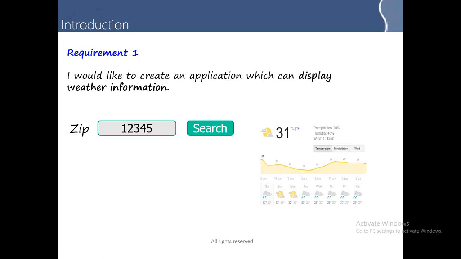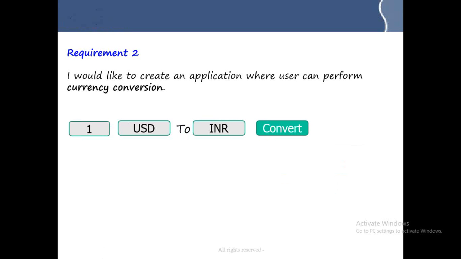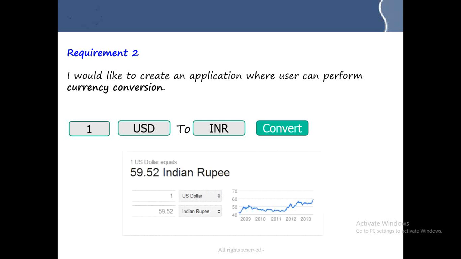So this is one requirement I have, and the second requirement is that I would like to create an application where a user can perform a currency conversion. Now I would like to convert currency from USD to INR or something else. To do this, I need real-time data, because every day, every minute, every hour, the exchange rate values keep changing. So from where can I pull the data? If I want to do it myself, I need huge data, a lot of data sources. Someone has to feed data to my application server. Then only I can do this.